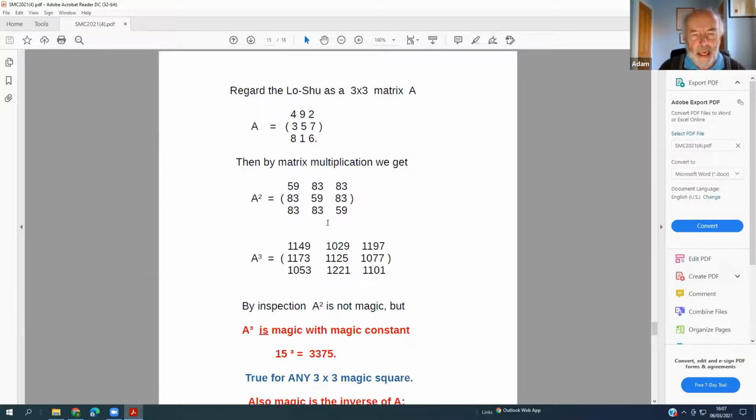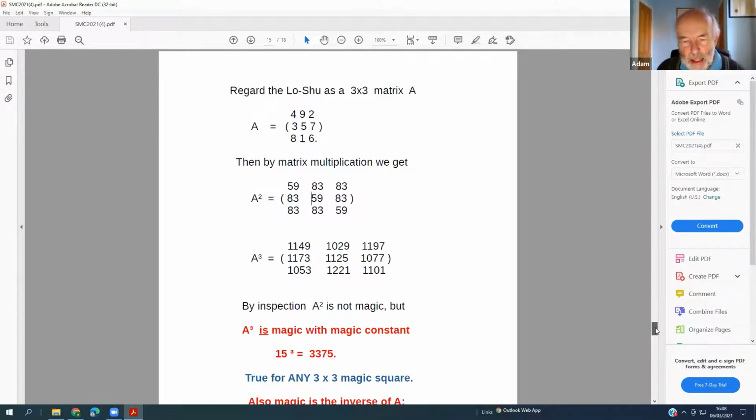Now take a look at this thing. This is most definitely not magic, because you can see immediately that the sum of the diagonals, down that diagonal, you've got 359s, and along this row you've got 159 and 283s, so that's no use. But look what happens if you keep going and you work out A cubed. It turns out that A cubed is magic. A squared isn't, but A cubed is.